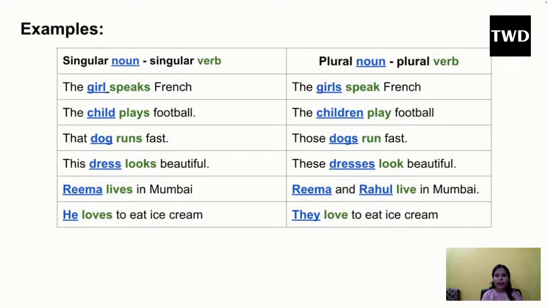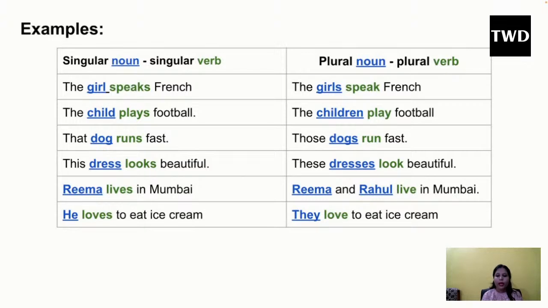So here my subject is plural and my verb is also plural. Rima lives in Mumbai. Here my subject is singular, my verb is also singular. Rima and Rahul live in Mumbai. So here my subject is plural. Why? Because I am telling Rima and Rahul. So that's why my subject is plural and my verb is also plural.